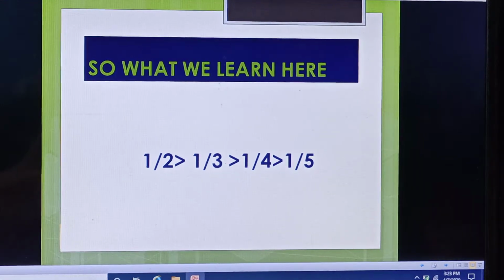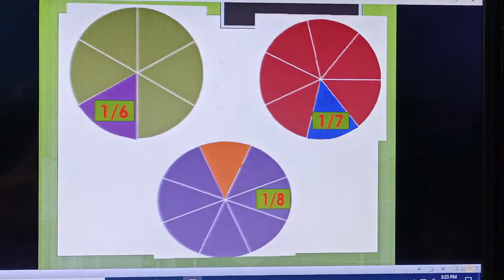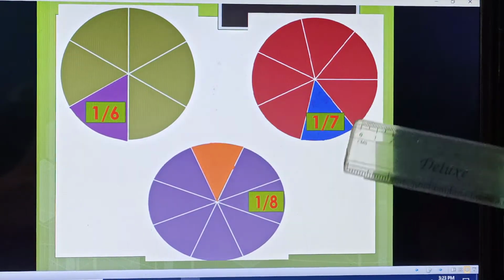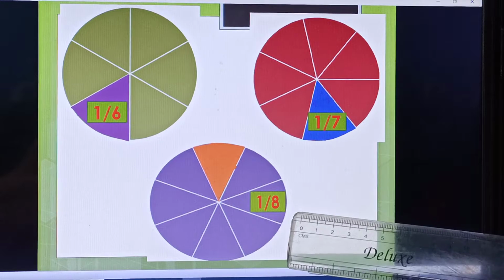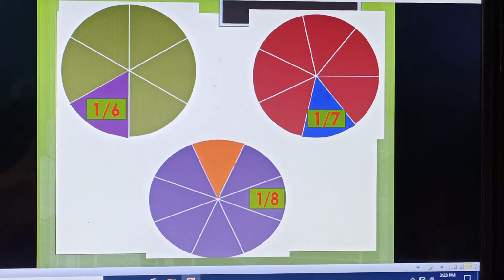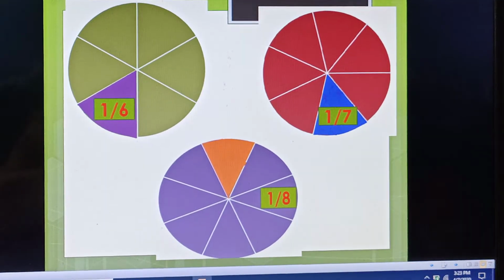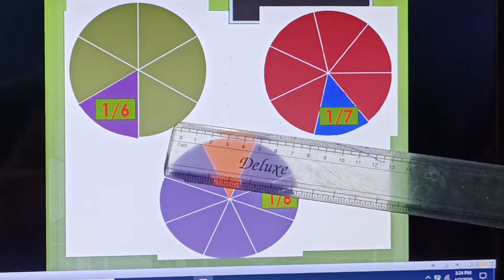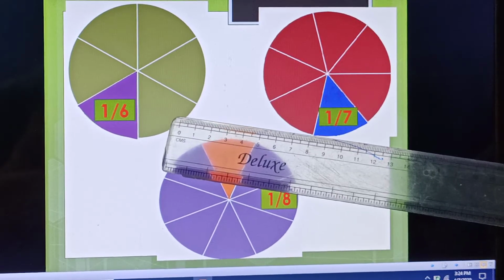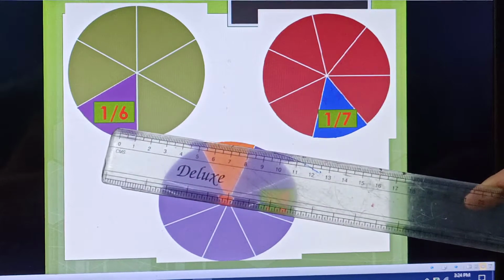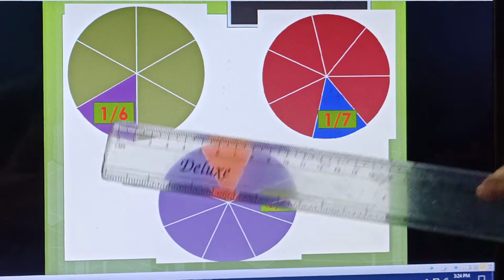Now moving on to some more examples. We can see here three circles on the screen. Students, what do they remind us of? Yeah, they remind us of our favorite thing, pizza. Students, this circle reminds us of a pizza with 6 slices. One slice is marked as 1 by 6.